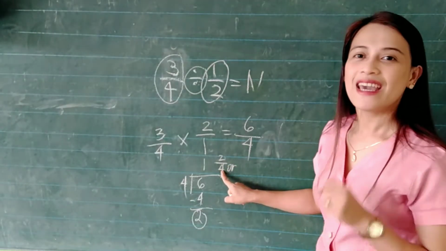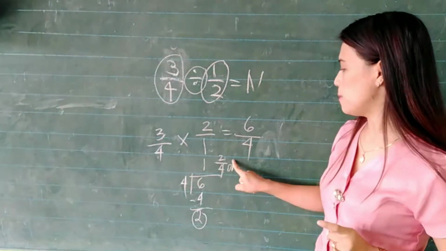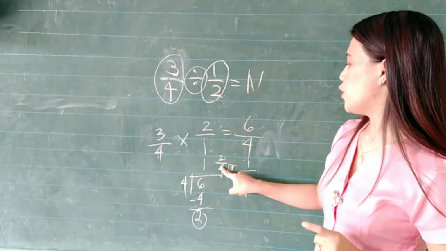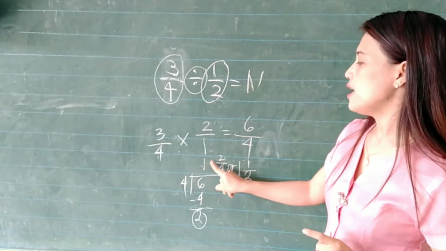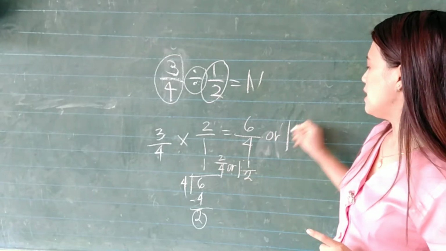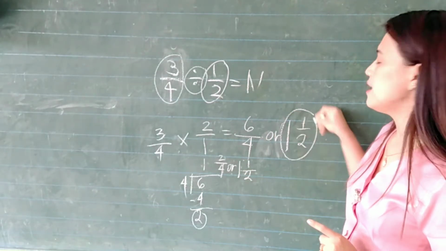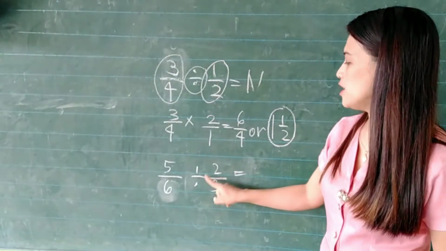Then si 2 over 4. Maluwis na pa ba siya? Yes. Ano ang ato magamit? 2. 2 ato i-divide sa ilahan. So 2 divided by 2, 1. 4 divided by 2, 2. Copy si 1. So 1 and 2/4 becomes 1 and 1/2. So the final answer is 1 and 1/2.